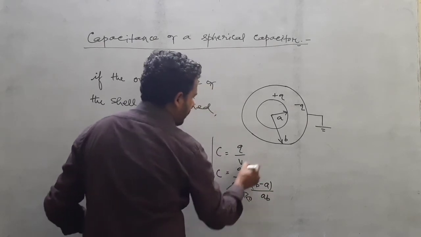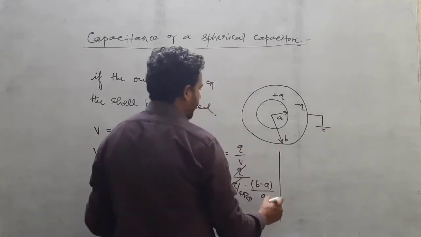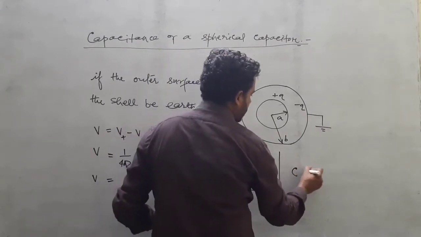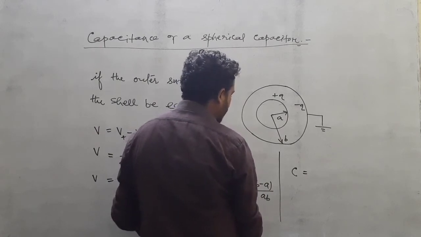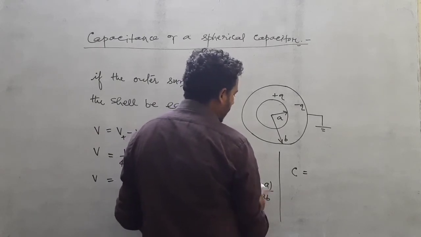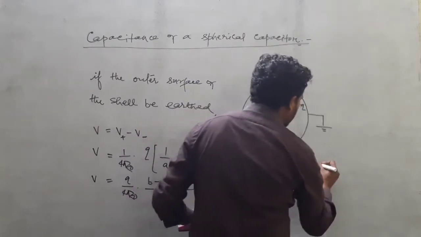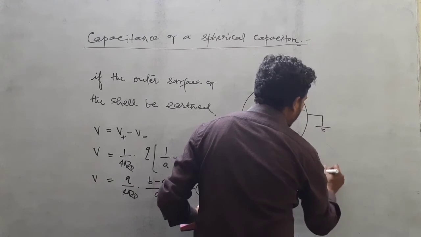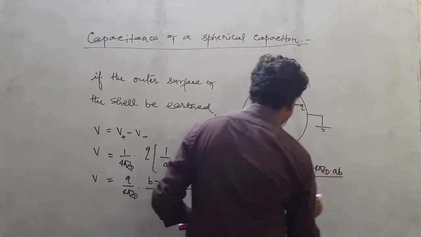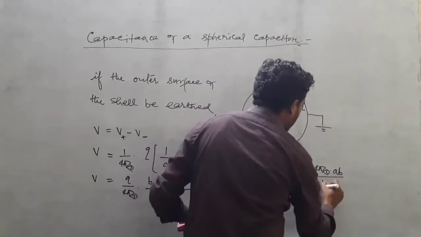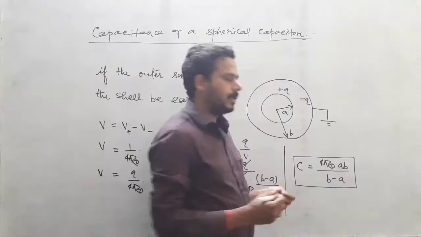From here q and q will be cancelled. So finally your capacitance will be, see, the denominator of the denominator comes to the numerator, and again the denominator of the denominator comes to the numerator. That's why C equals 4 pi epsilon naught ab divided by b minus a. So this is your resultant, this is your second equation.